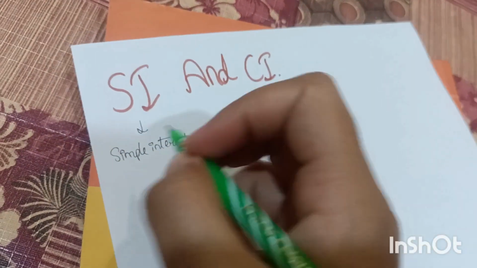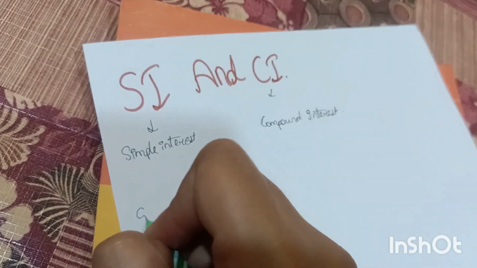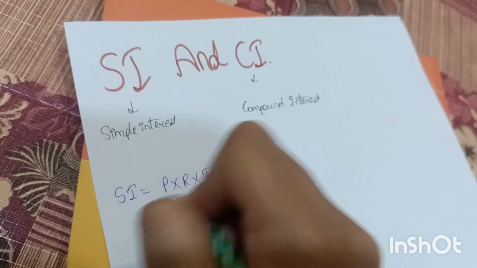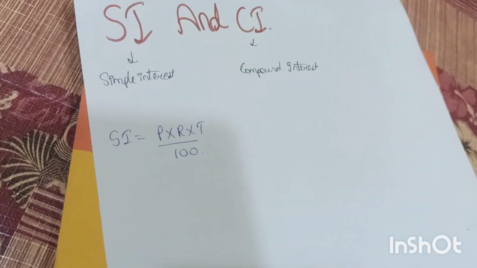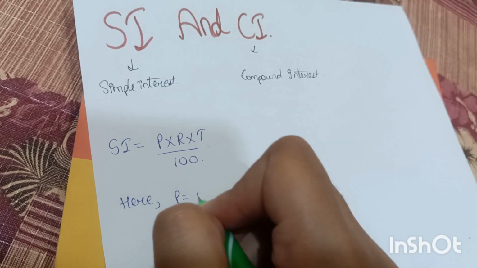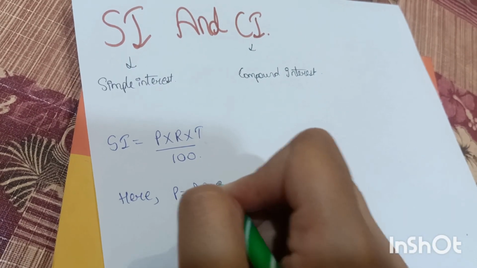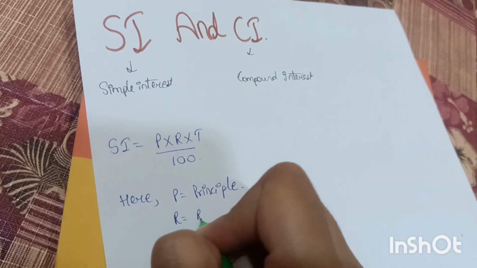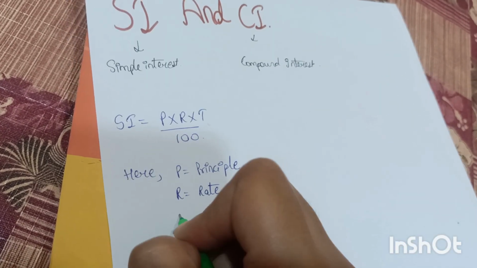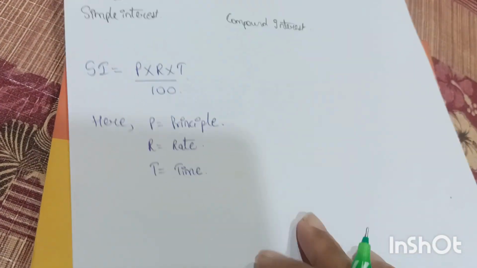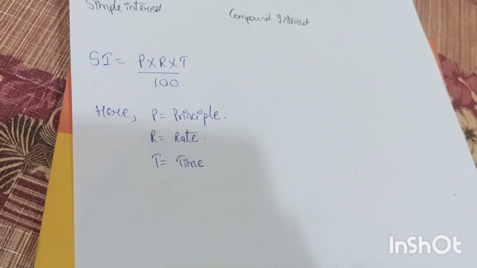So let's see the formula for simple interest. SI is equals to P into R into T upon 100. So first let's see here P equals to principal and R equals to rate and T over here is time. Now let's see what is principal, rate and time over here.